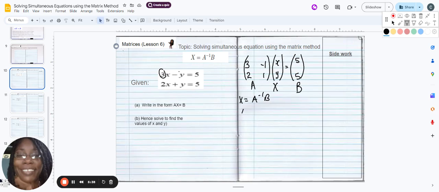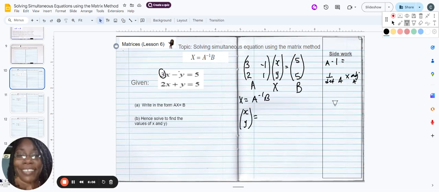So I will advise students to write their x and y here, equal, do this part in your side work. So you're going to find A inverse in your side work. And remember, A inverse is equal to 1 over the determinant of A times the adjoint of A, as not of video. So what is the determinant?